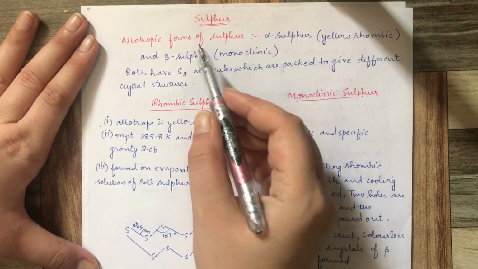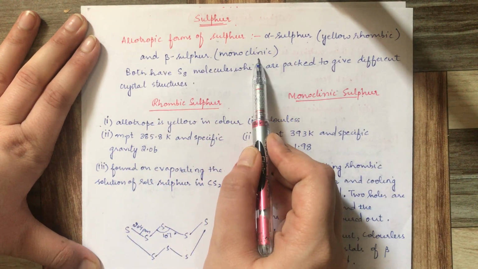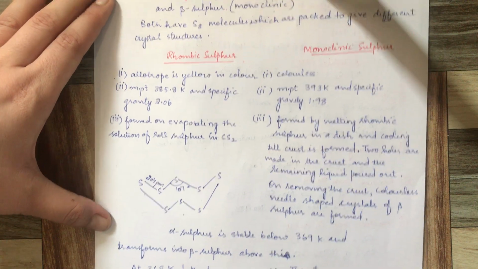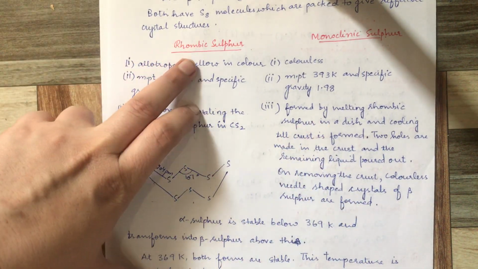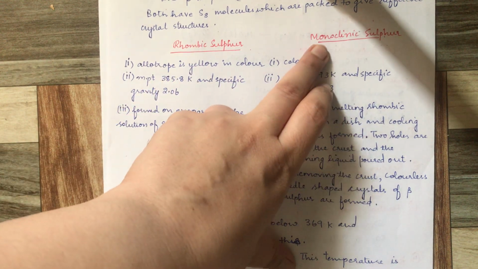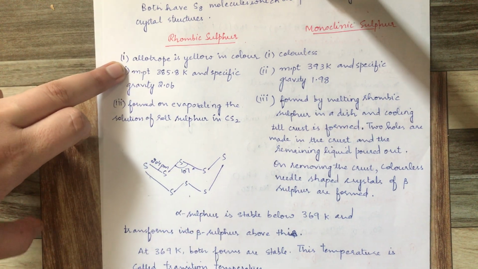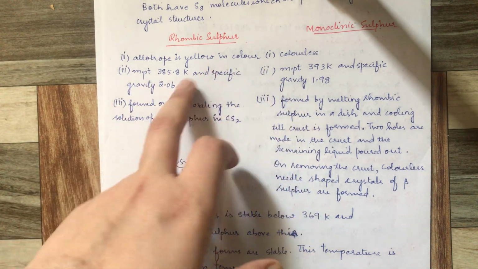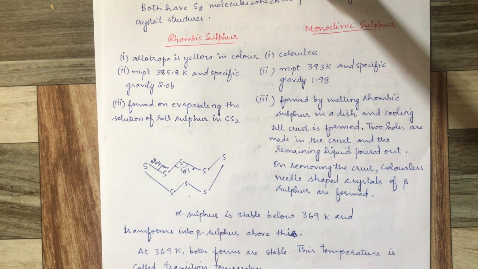Sulfur exists in two allotropic forms. They are alpha sulfur or yellow rhombic and beta sulfur or monoclinic. Both of them have S8 molecules like this, which are packed to give different crystal structures. So this is the point of difference between rhombic sulfur, which is alpha sulfur, and monoclinic sulfur, which is beta sulfur. Rhombic is yellow in color, whereas monoclinic is colorless. They have different melting points and specific gravity by which we can distinguish them.